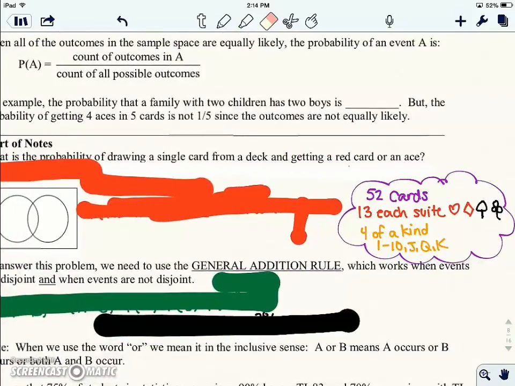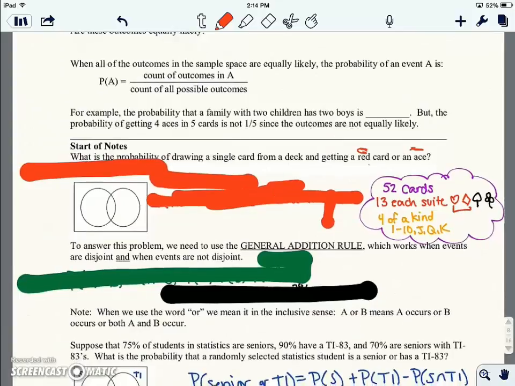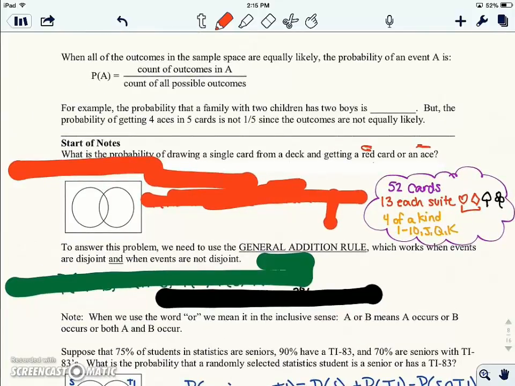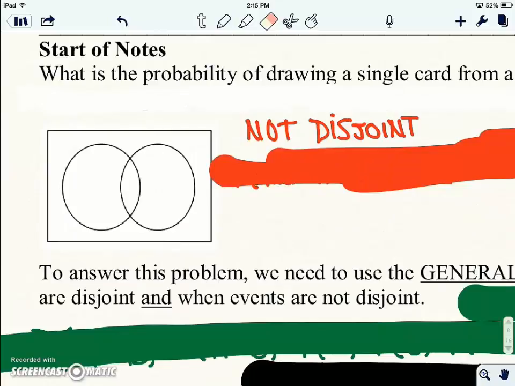Well, in looking at it, the first thing we need to notice is this is not disjoint. If we want a red card or an ace, it could be a heart or a diamond, so there's more than one red card. And I'm going to go ahead and fill out this Venn diagram to make it a little more clear. This could be where your red cards go.